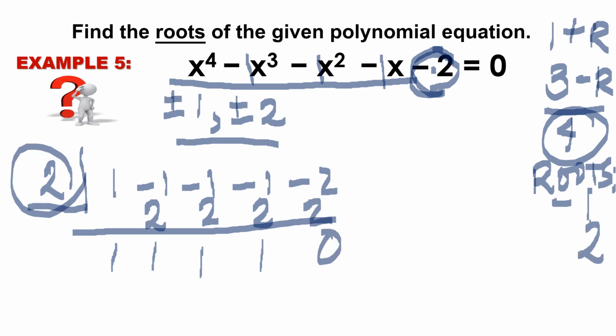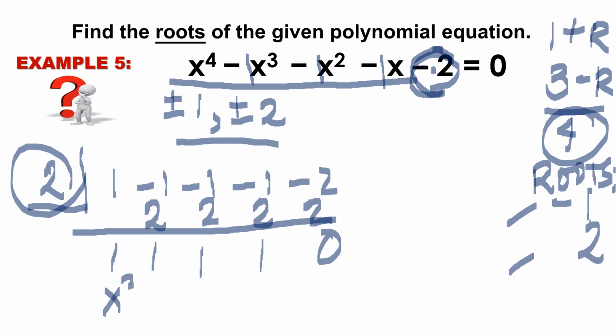So 2. Again, we are expecting 4 roots. So we have already 2 here: negative 1 and positive 2. So we are expecting 2 more negatives. We're done with positive. So how to look for that negative? Now let's have the depressed equation from here.